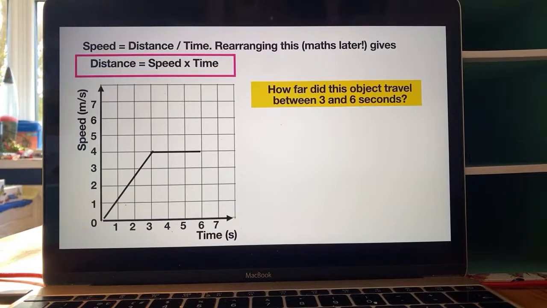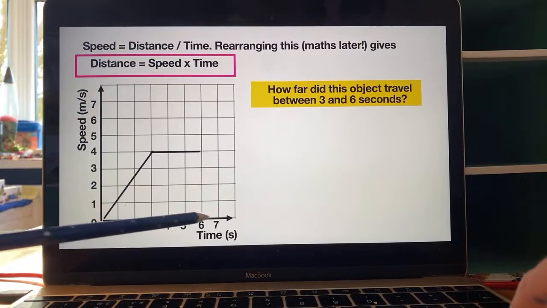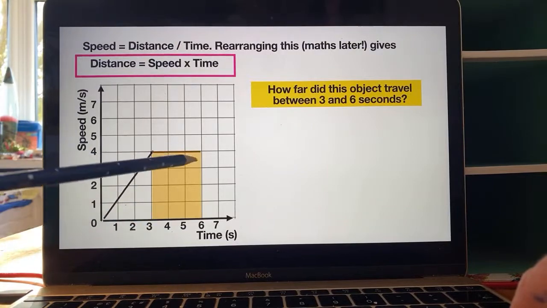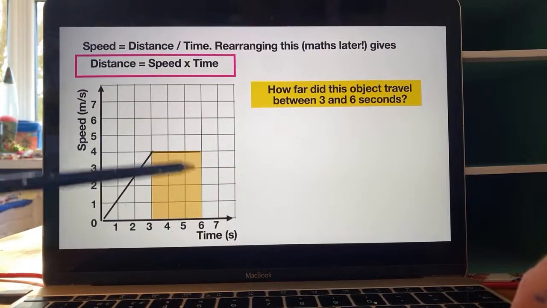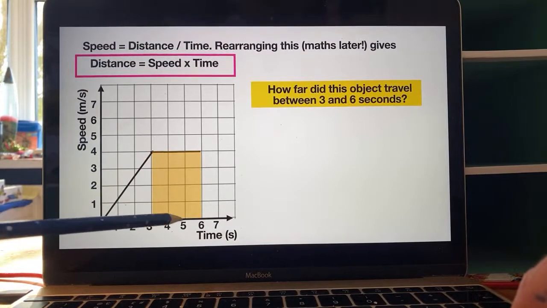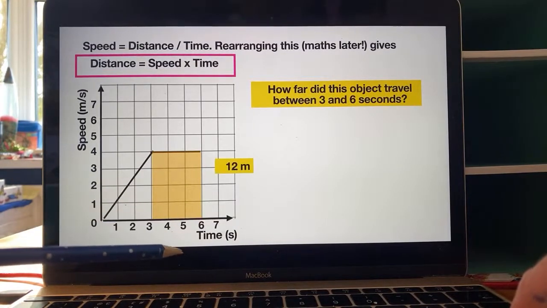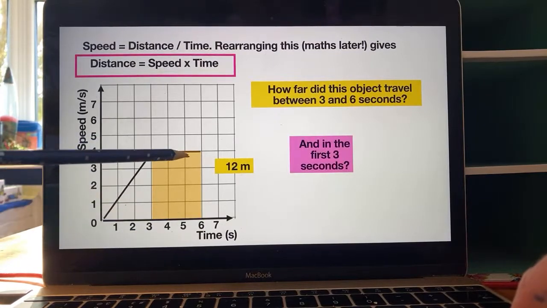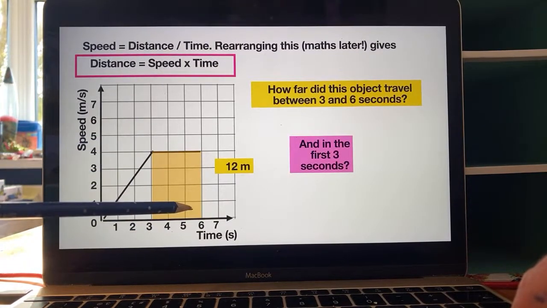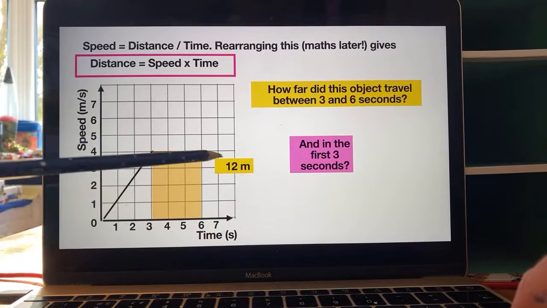You've got to be a little bit careful if it's a diagonal line. So for example, if you've got this graph here where it goes up diagonally for 3 seconds and then goes flat for 3 seconds, and you get asked how far did this object travel between 3 and 6 seconds? Well, between 3 and 6 seconds you could just draw a little rectangle like that and find the area underneath the graph between 3 and 6 seconds. So it's 12 meters, right? It's 4 meters per second times 3 seconds, which gives you 12 meters.